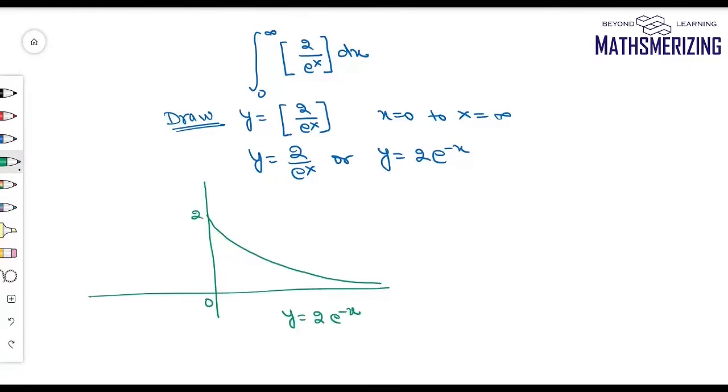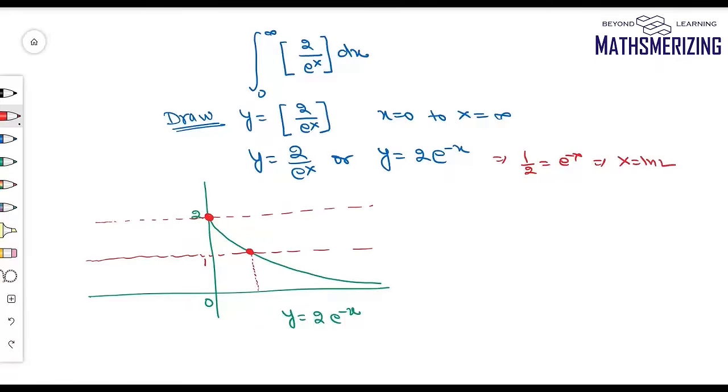Now I need to take the transformation of greatest integral function of x. So draw horizontal lines at integral points of y. I'll draw a horizontal line at minus 2, and I'll draw a horizontal line at 1. I'll mark these points of intersection, and I'll find the corresponding value of x. So if I put y as 1, the value of x will be ln 2.